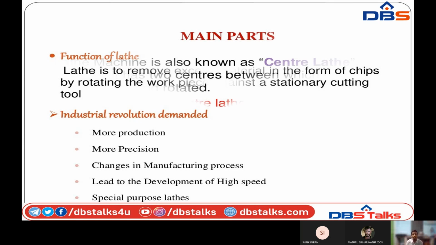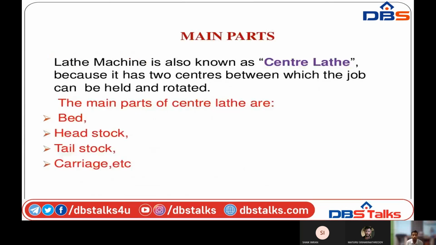Next, coming to the main parts of lathe. Lathe machine is also known as center lathe. It has two centers between which the job can be held and rotated. The two centers are the headstock and the tailstock. The headstock is also named the live center, because whenever it rotates, it is always rotating. So I am calling the headstock a live center. Next, the tailstock. I am calling the tailstock a dead center.